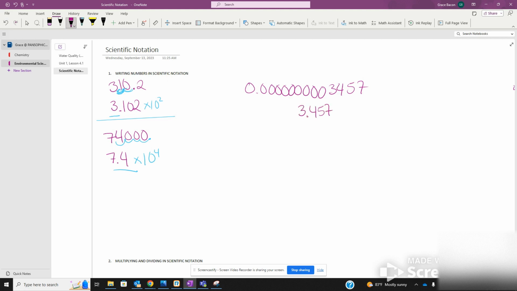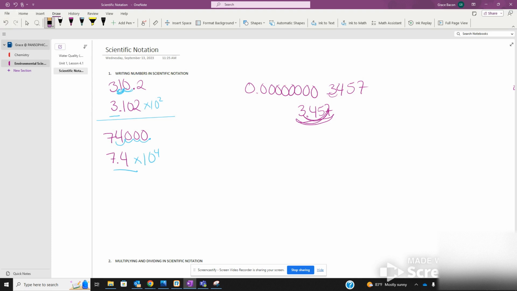3.457. Now, instead of multiplying by 10 a bunch of times, if I took this number and I divided it by 10, it would be here. It would be 0.3457. If I divided it by 10 again, it would be here. If I divided it by 10 again, it would be here, and so on. And so we're going to use that and count, but we're going the opposite direction, and this time we're doing repeated division instead of repeated multiplication.